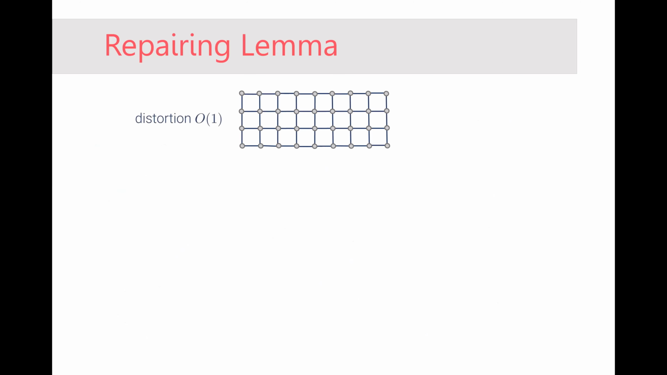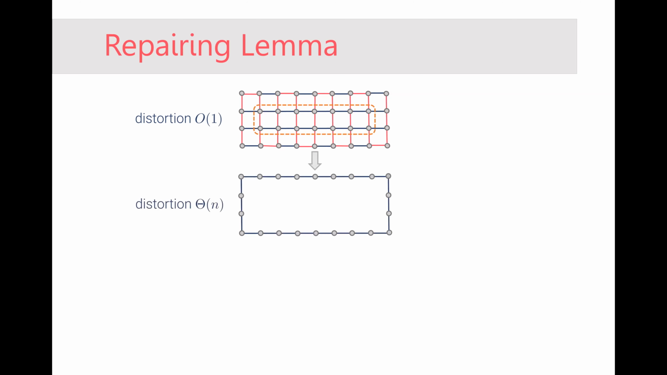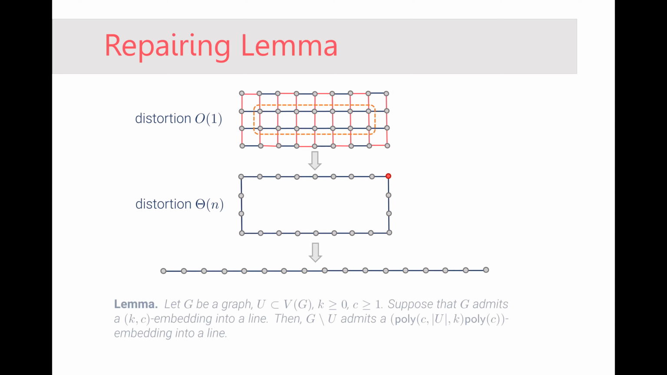Imagine we have a grid. The grid has constant distortion being embedded into a line. We just traverse the grid like that. Now, if we delete 2 slits inside the grid, we get a cycle, which has distortion theta of n. However, if we remove just 1 point, we obtain a line, a path. And this path, it is a line, doesn't have any distortion. This statement can be generalized as follows: if a graph has low embeddability to begin with, and we remove a relatively small number of vertices, it still has relatively good embedding.